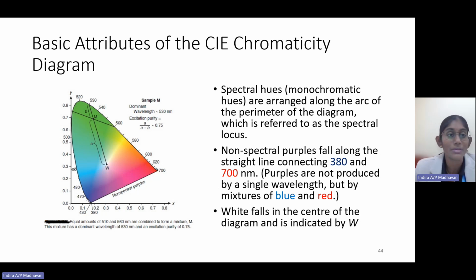So these are all the mixtures of colors. This one could be a mixture of, you know, blue and green. This one is green and yellow. So whatever is inside is a mixture. The mixture of all colors falls here, and a mixture of all colors is always white.